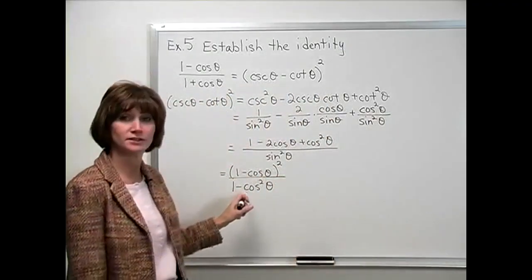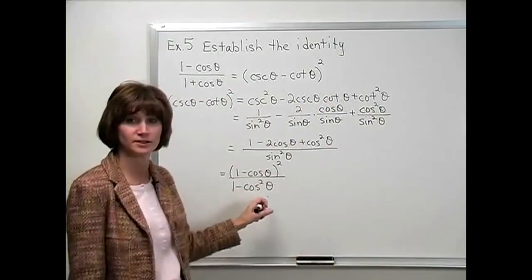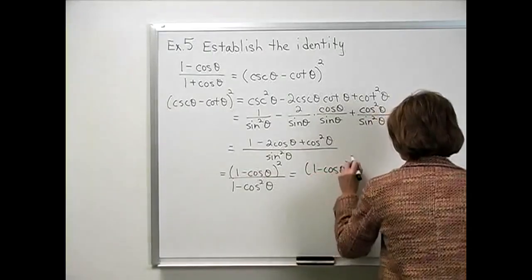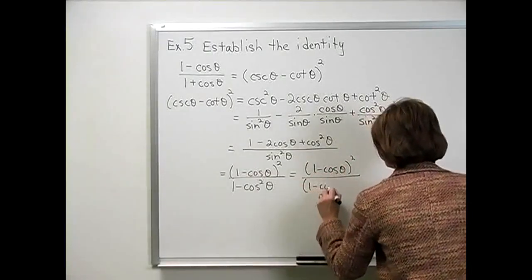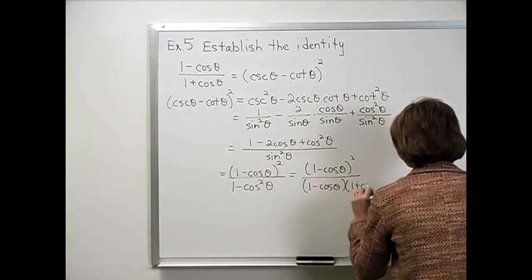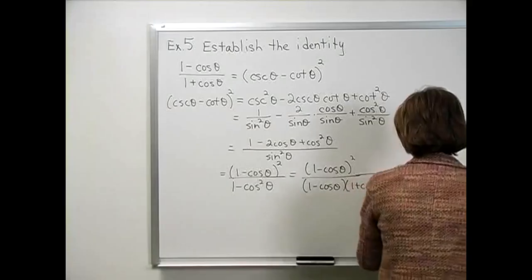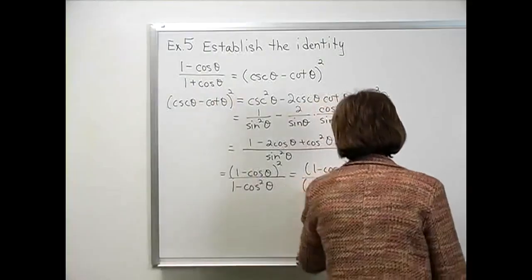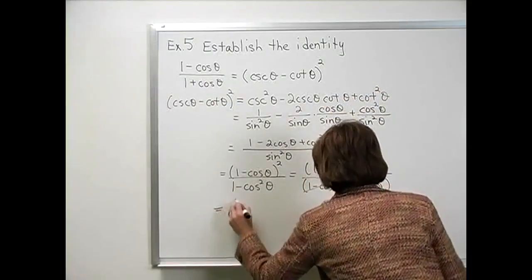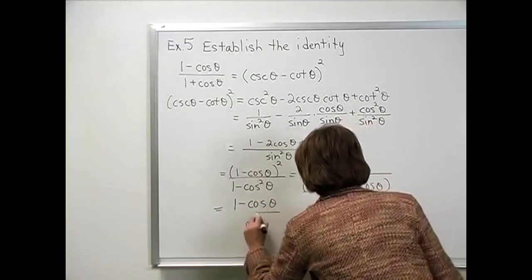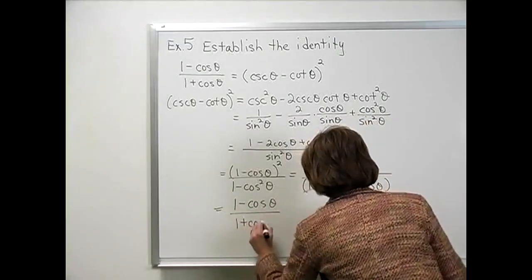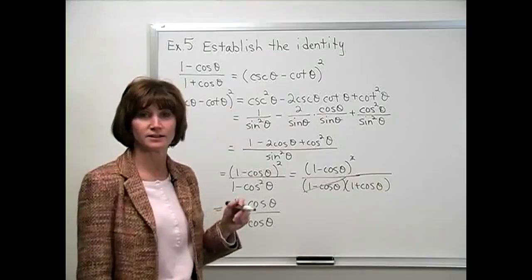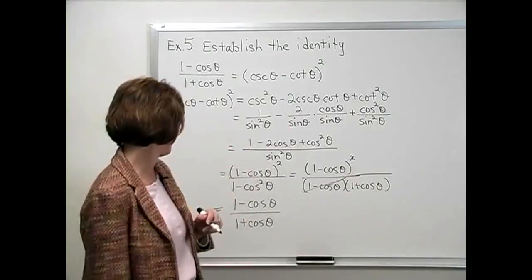The only thing we need to do is to factor the denominator. 1 minus cosine squared theta factors into 1 minus cosine theta times 1 plus cosine theta. And now we can see that we have a common factor of 1 minus cosine theta. We can reduce by a factor of 1 minus cosine theta. And we're left with 1 minus cosine theta in the numerator over 1 plus cosine theta in the denominator, which of course you can see is the left-hand side. That's always your goal, to get to the other side.